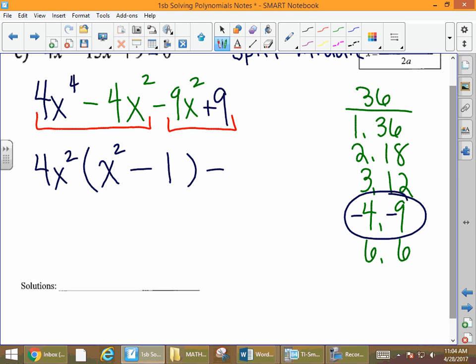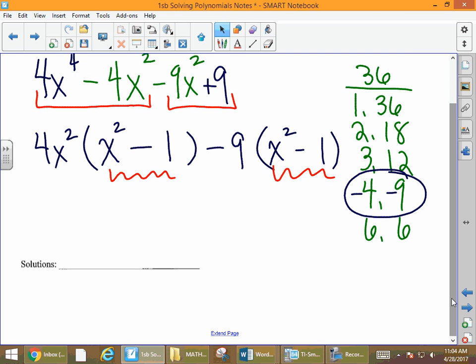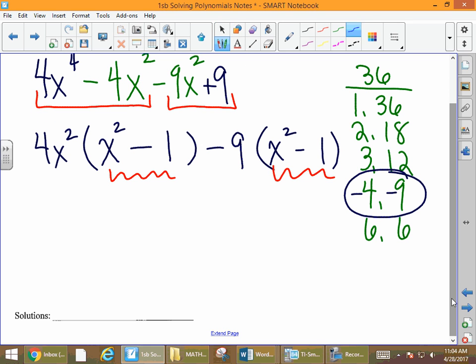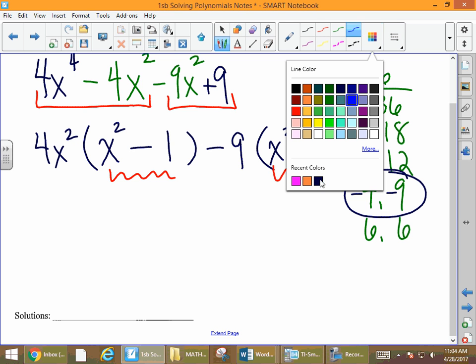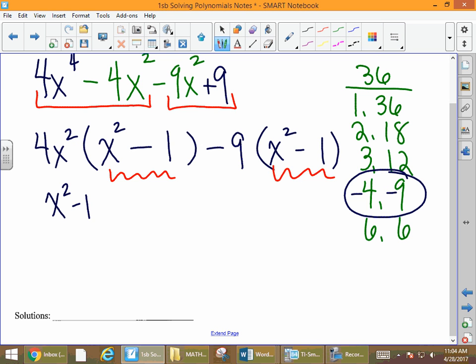Over here, the GCF is 9. And when we factored out that 9, it's actually -9x squared divided by -9 is positive x squared. And +9 divided by -9 is -1. Again, in general, what we get in the first parentheses, we better get in the second parentheses. And we've got x squared minus 1, x squared minus 1. So we have x squared minus 1 times 4x squared minus 9.